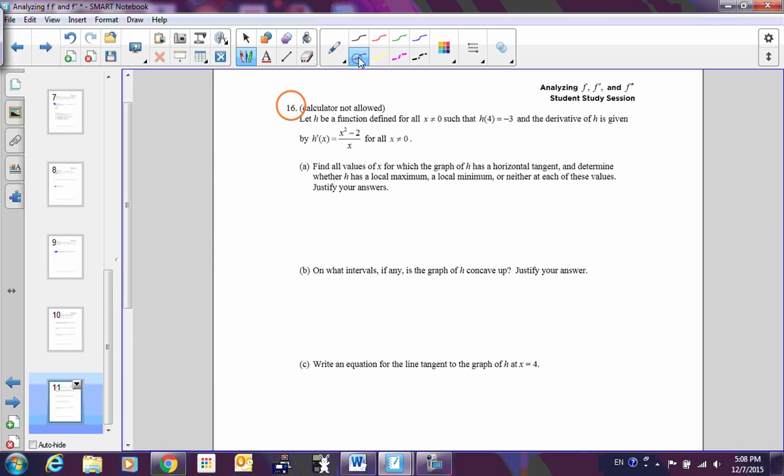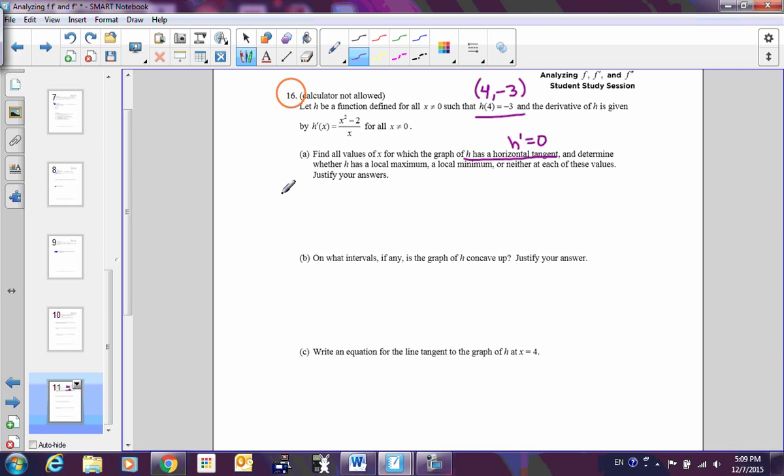Okay, so you're given h prime, and they give us this little h of 4 equals -3. By the way, that just means this point is on the curve. So we're trying to find all the values of x where h has a horizontal tangent. That is where the derivative equals 0. This is a little different than critical numbers. Critical numbers are where the first derivative was 0 or undefined. We're just doing 0 here.